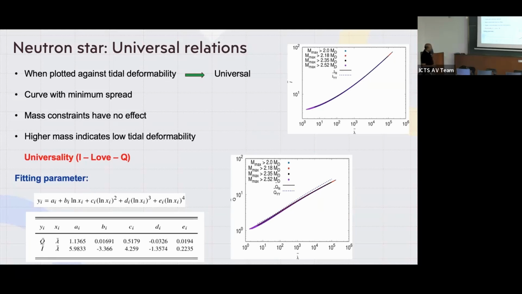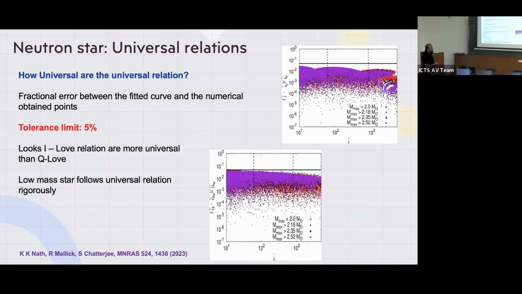So now I fit a line in these two cases with a polynomial, and then I have some values, and we can check that there are other calculations which say that these are almost universal relations in nature. So how can I exploit the universal nature to differentiate the equation of state? What happens is we now want to check how universal the universal relation is. We said there was a very minimal spread, and we want to check what that spread is.